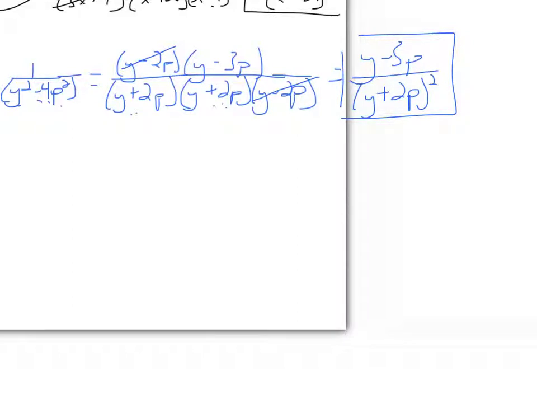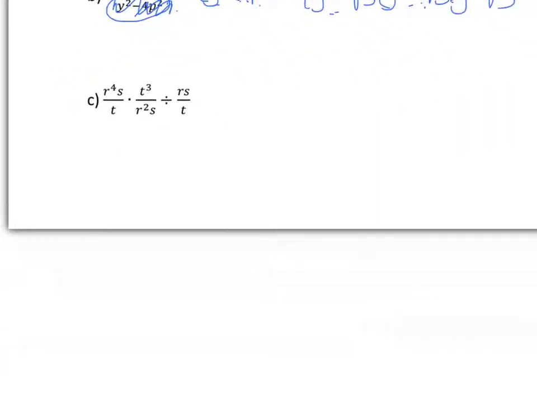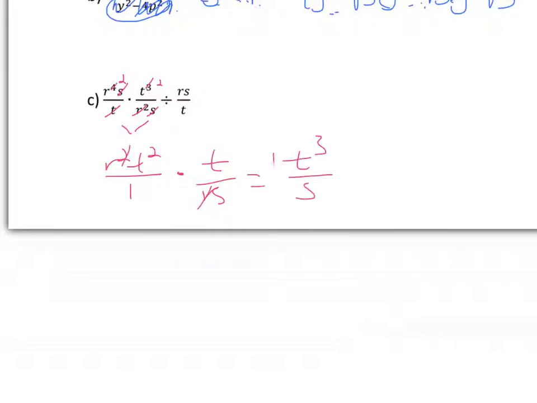That's the final answer. And the last problem here, we've got r to the fourth s over t times t to the third over r squared s. Let's combine those first. You can cancel out a t, cancel out the s's, and we're left with r squared t squared over 1. We're going to divide that by rs over t, so it's the same as multiplying by t over rs. Do some more canceling: one r, one r. We're left with t cubed over s. All finished. On to the easier examples.